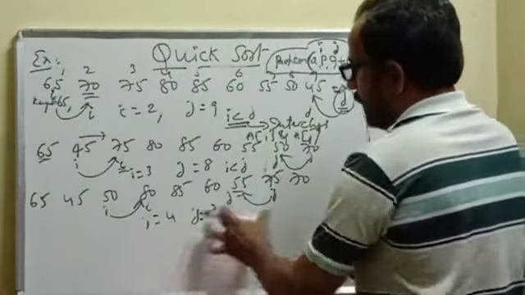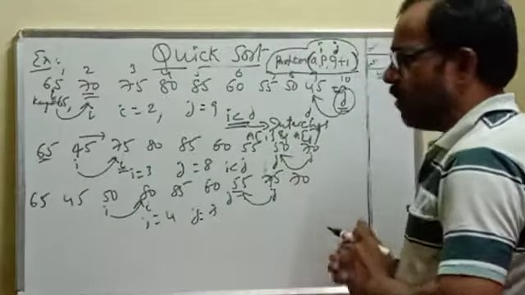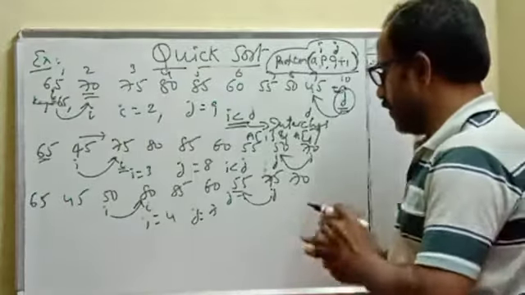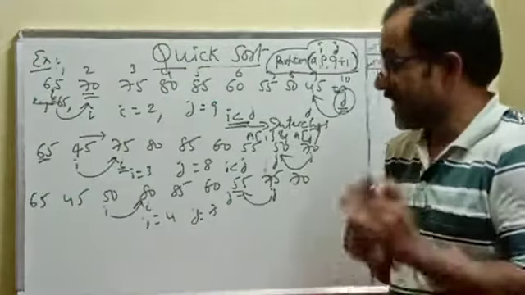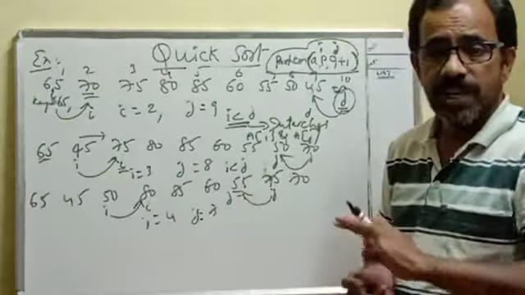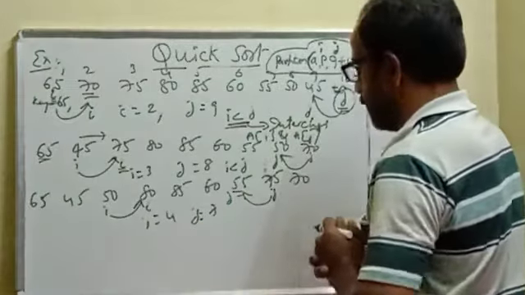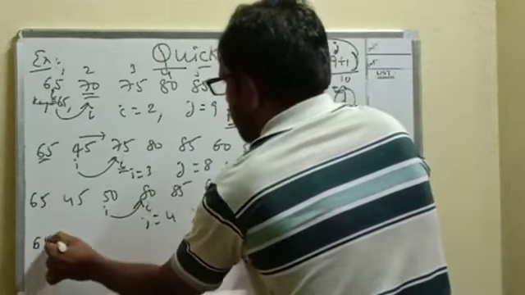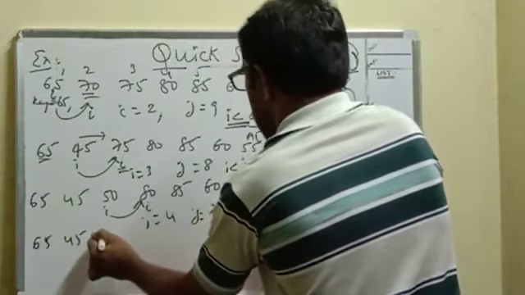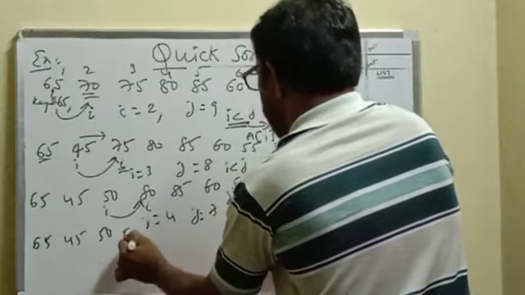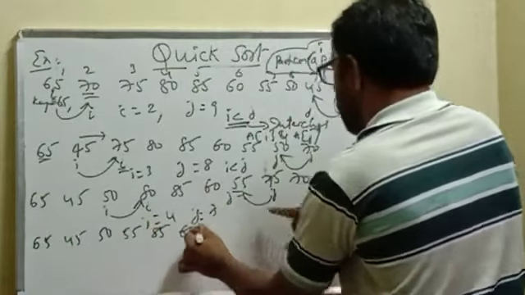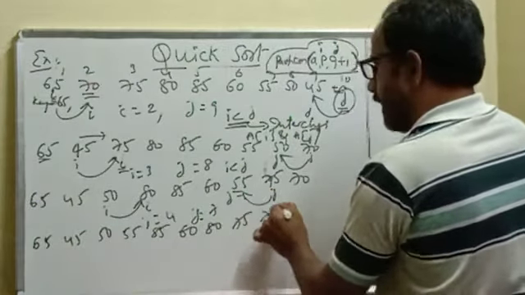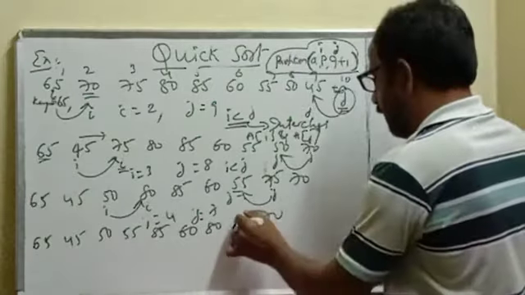Then i is less than j here. So if i is less than j, what I told: generally i is used for fixing greater elements and j is used for fixing smaller elements than the key element. Still, greater elements are there at the left side portion of the array. Then immediately perform interchange. Interchange these two values. After interchanging, we get 65, 45, 50, 55, 85, 60, 60, and here we get 80, 75, 70.